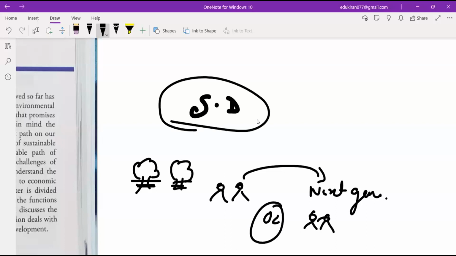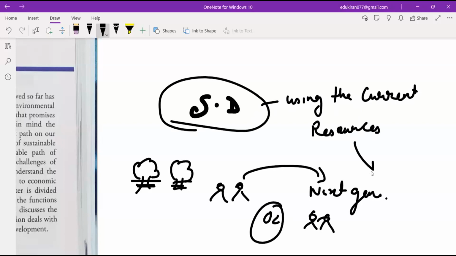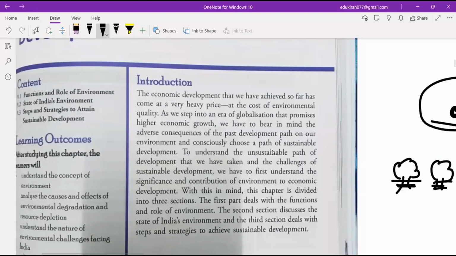So sustainable development basically means using the current resources in such a way that future generations can also use them. Clear? So sustainable development means utilizing the current resources in such a manner that future generations can also utilize them. This is what sustainable development is all about. So do the development, I'm not asking you not to use the trees. Use the trees, but don't cut them out. Don't vanish them. This is what we are going to study in this chapter.